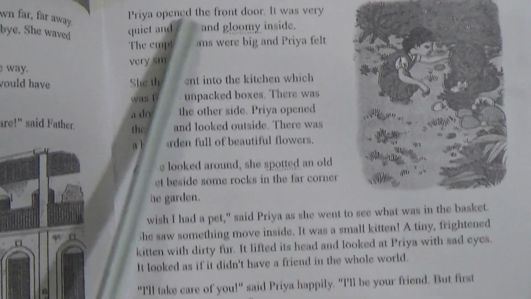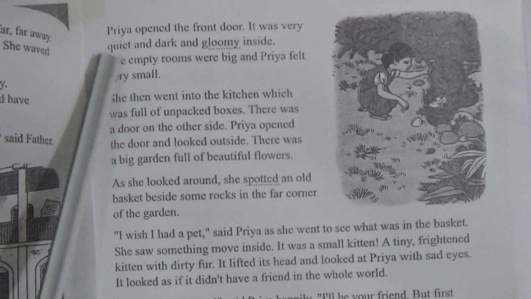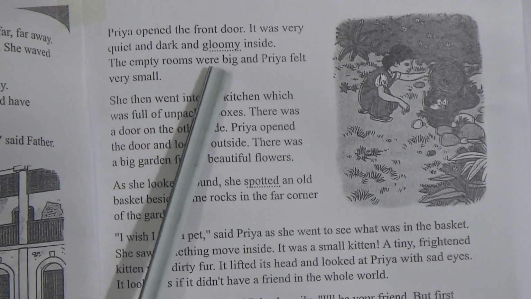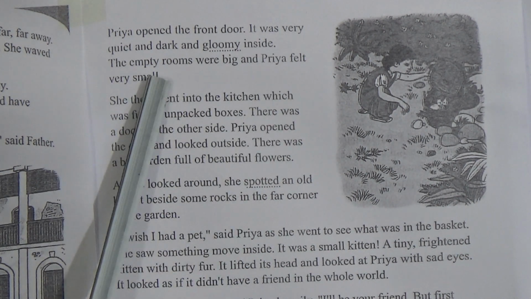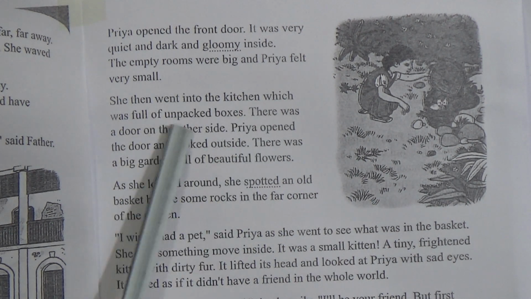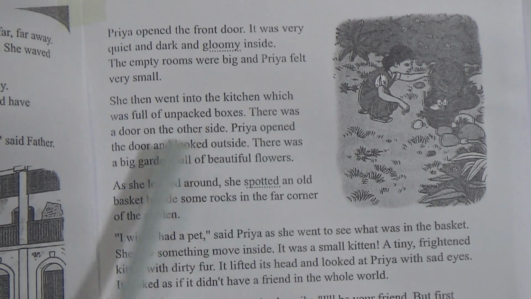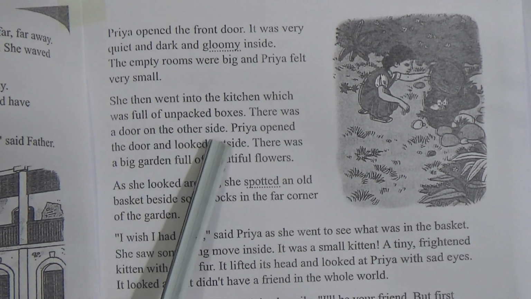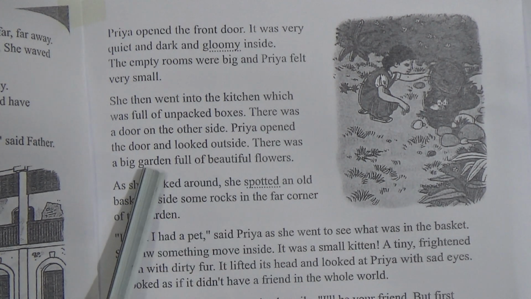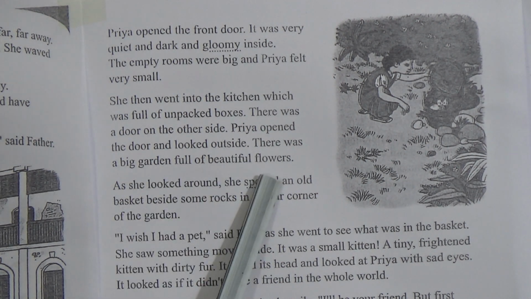Priya opened the front door. It was very quiet and dark and gloomy inside. The empty rooms were big and Priya felt very small. She then went into the kitchen, which was full of unpacked boxes. There was a door on the other side. Priya opened the door and looked outside. There was a big garden full of beautiful flowers.